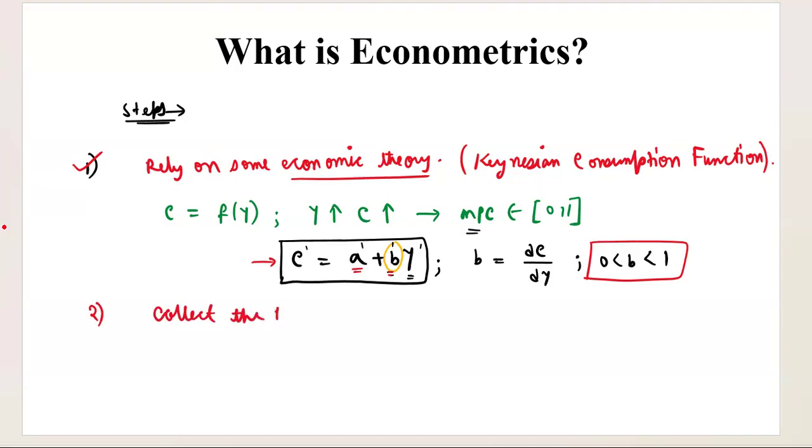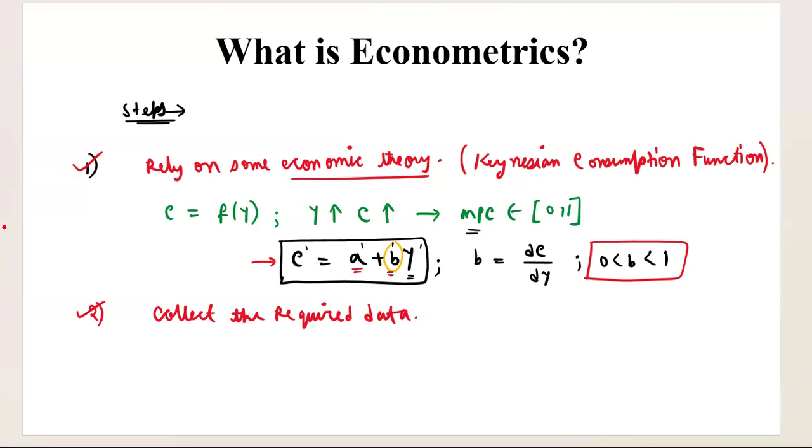Collect the required data. Please pardon my handwriting if you find it difficult to read. I hope I am writing it clearly. If you have any difficulty, you can let me know. So the second step that you have to follow is to collect the required data.